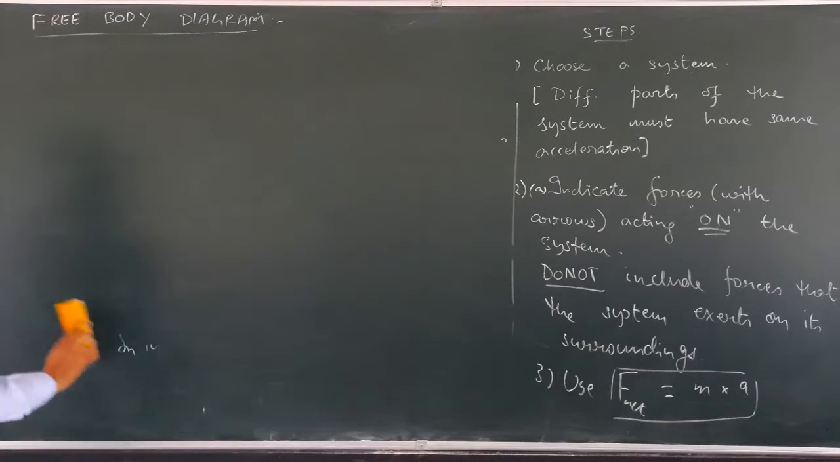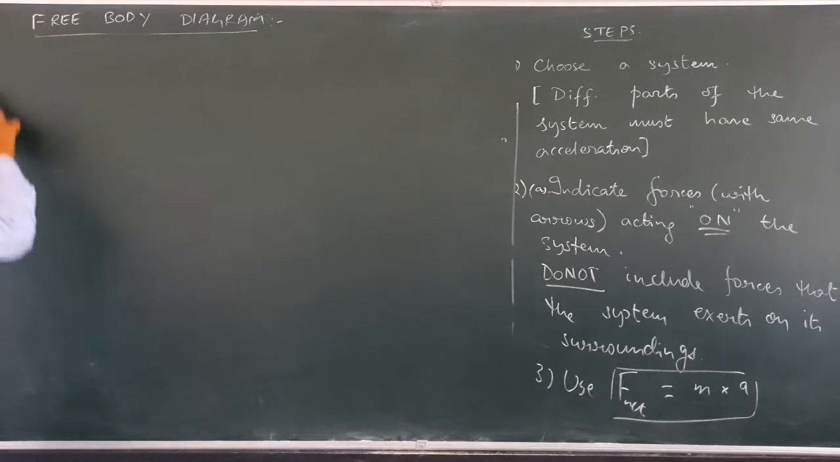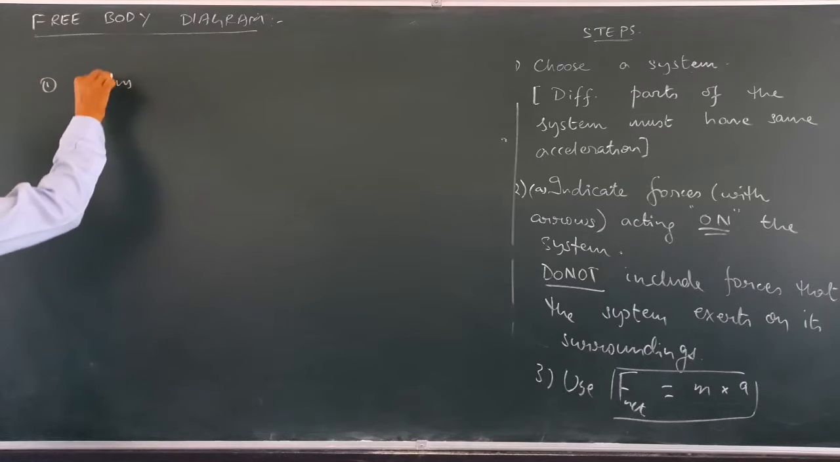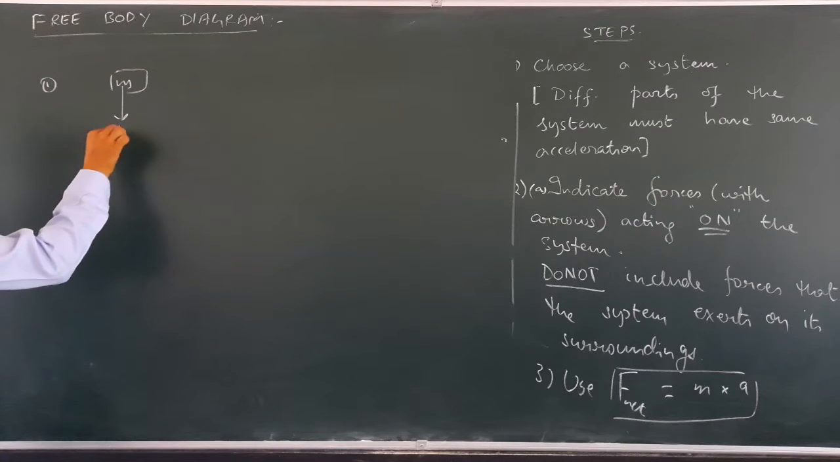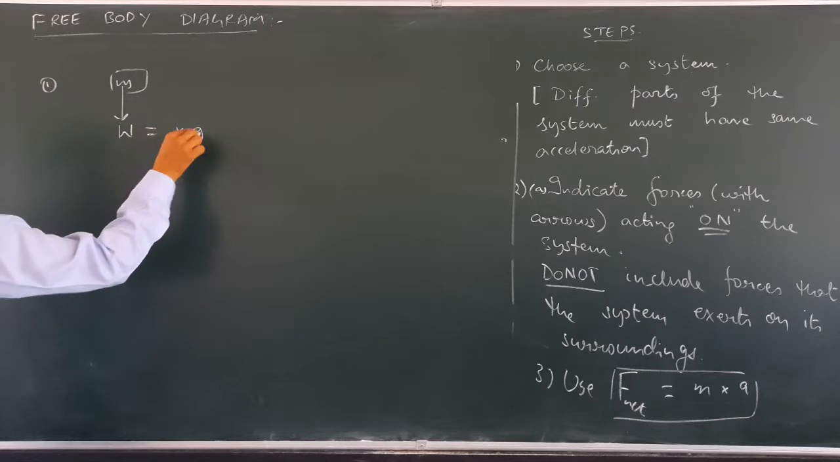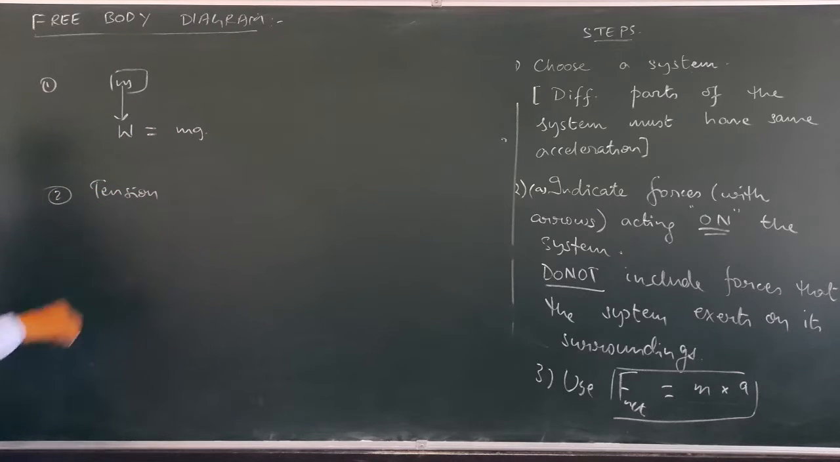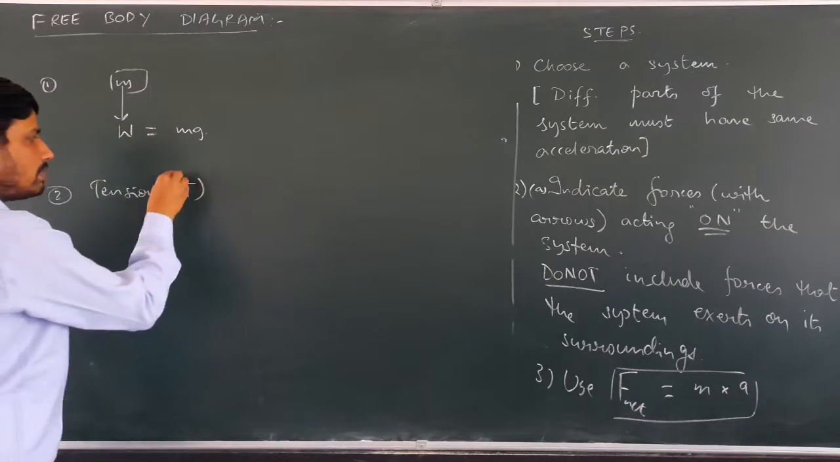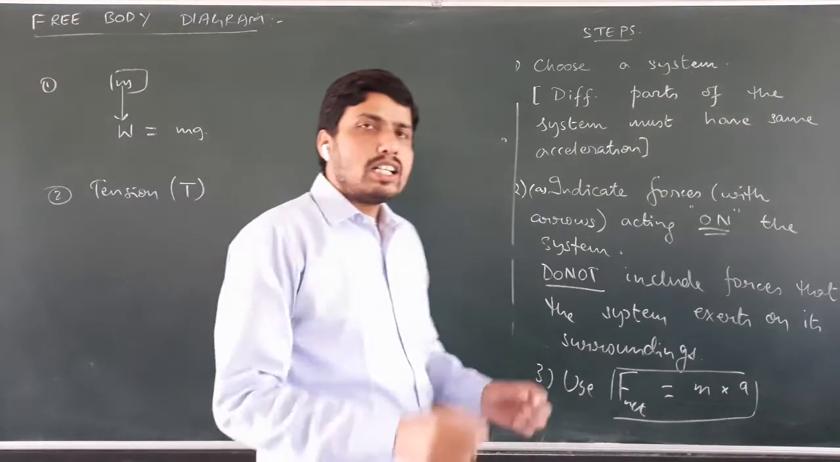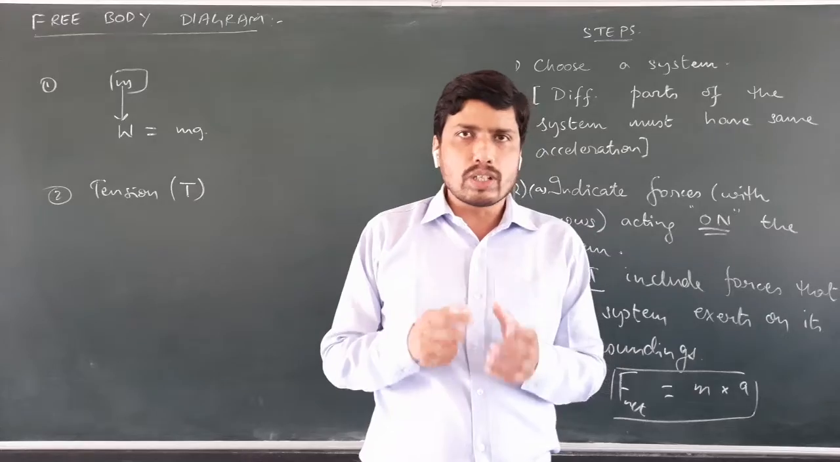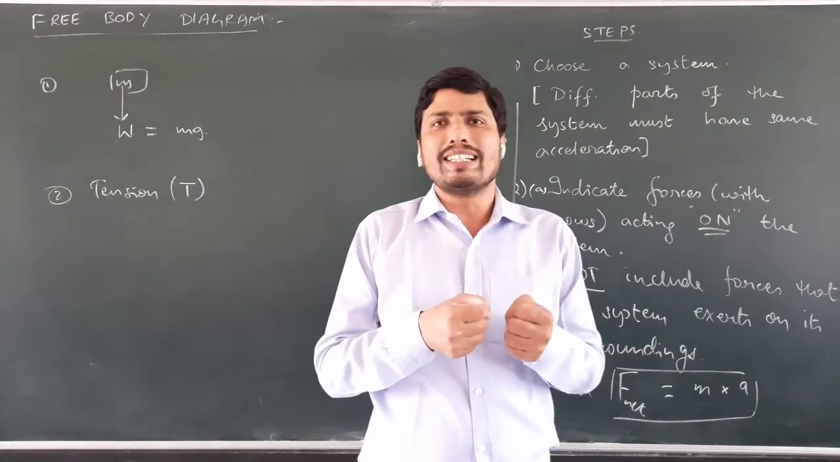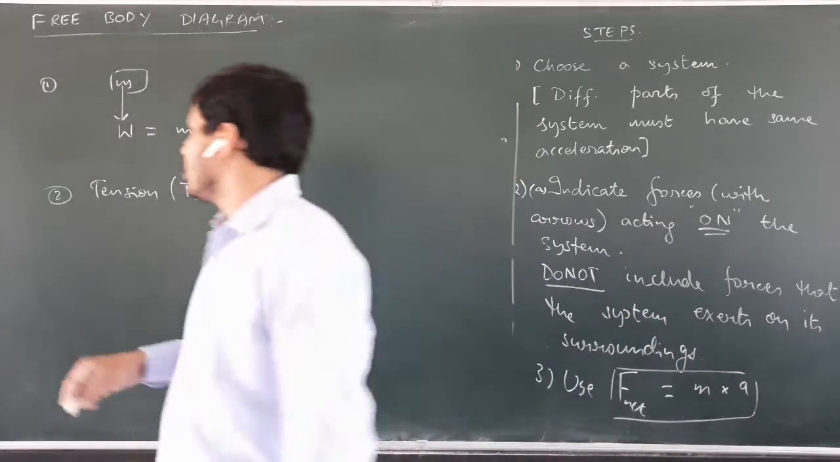One more thing I would like to discuss. As I told about one force, that is gravity, for a body of mass m, the gravity is the weight and that weight is equal to m times g. There is another force about which I should discuss, that is tension. Tension I'll denote by capital T. It is the force which is developed in a string when it gets stretched.